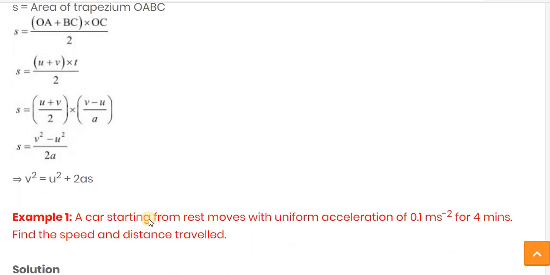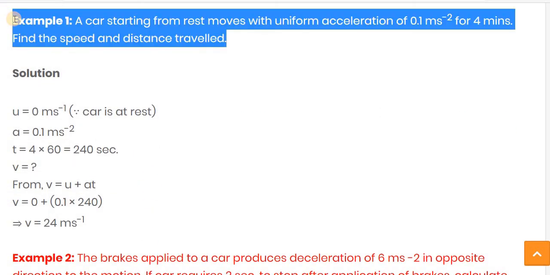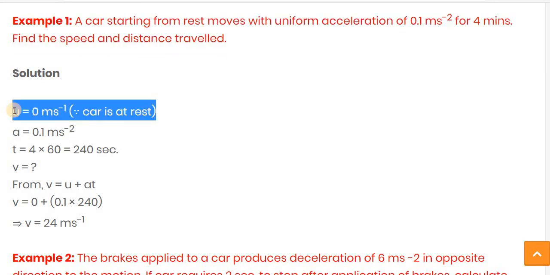Now let's see the next one, that is example 1. A car starting from rest moves with a uniform acceleration of 0.1 meter per second square for 4 minutes. Find the speed and the distance traveled. Here you can see the car is starting from rest, that means the initial velocity is 0. Here u is equal to 0 meter per second. Why? Because at the starting, initially, the car is in the rest condition.